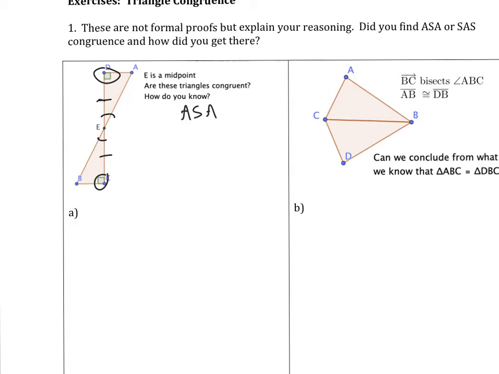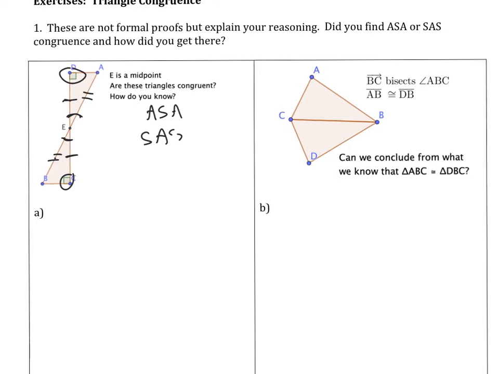Alternatively, we could have said that E is a midpoint for all of these, for AB as well as for CD, and said that AE and BE are congruent. And then we would have had side, angle, side congruent. So we could have done either one here.